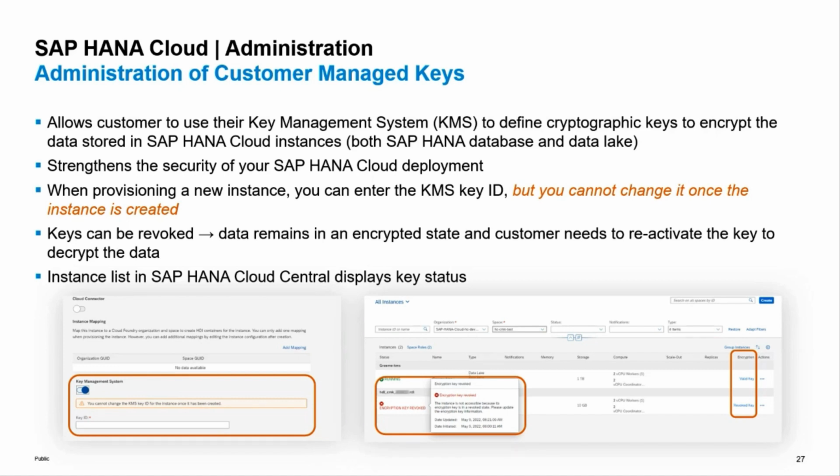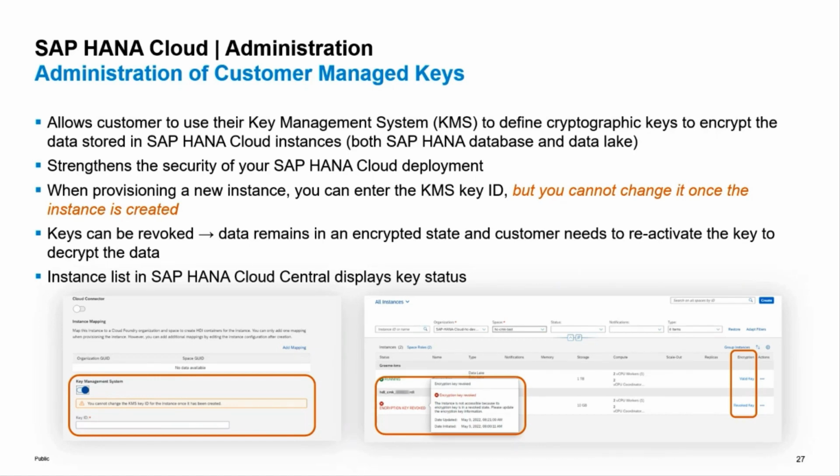And in HANA Cloud Central, if you look at the instances table, that's a screenshot on the bottom right here, then you are going to see the status of your key is now displayed as one of the columns in the instances list. You see it here under the encryption column, where it gives you the status of your key, whether it's valid or revoked.